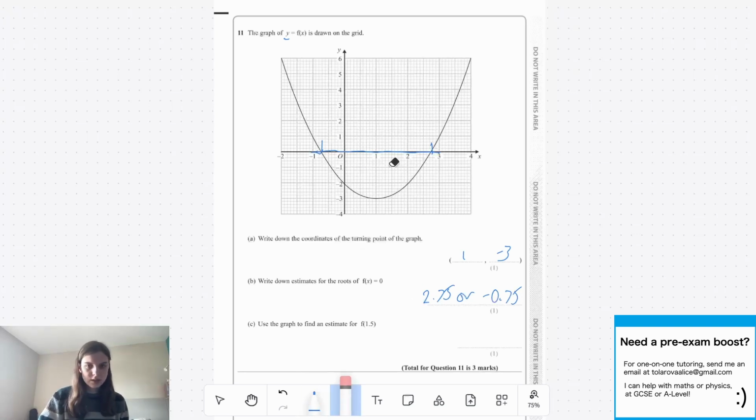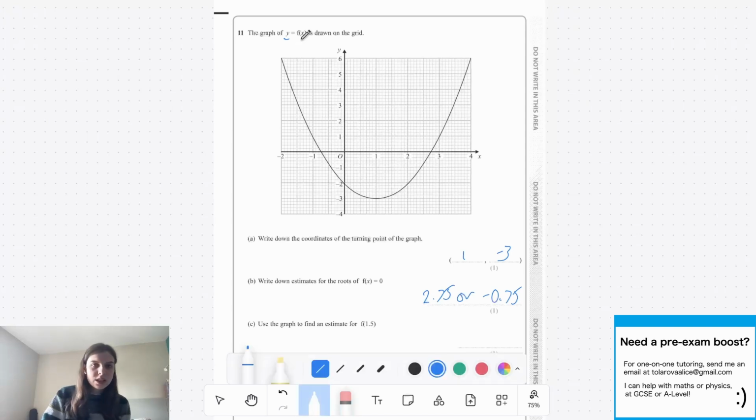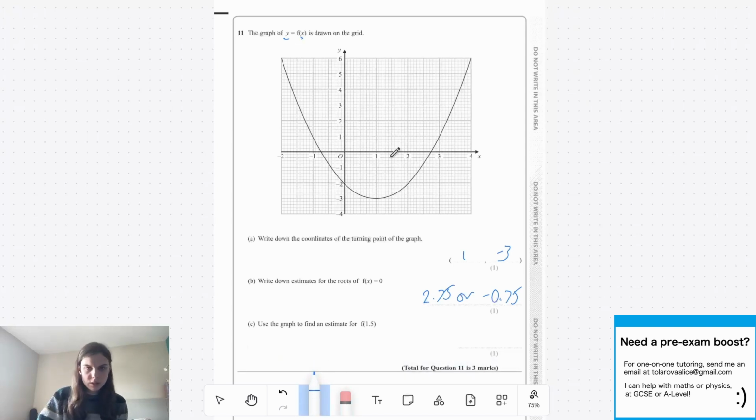And now let's find the estimates for f of 1.5. So this time x is being replaced with 1.5, so let's go to where x is 1.5 and then draw across to find the y. It's about minus 2.8. And let's move on.